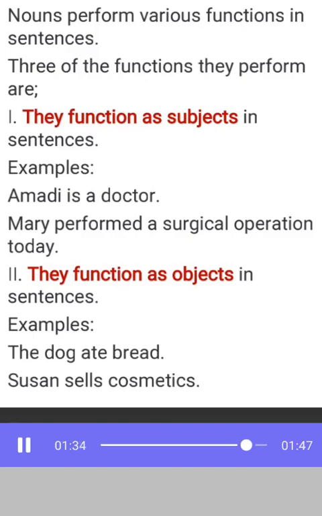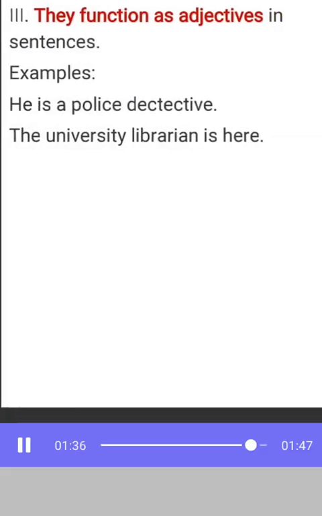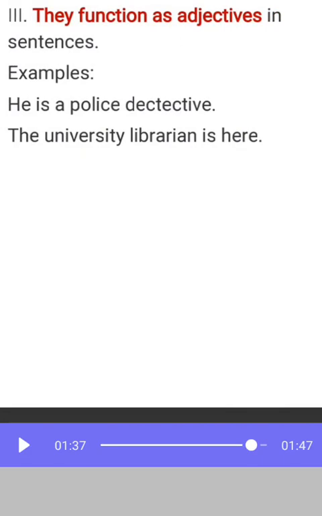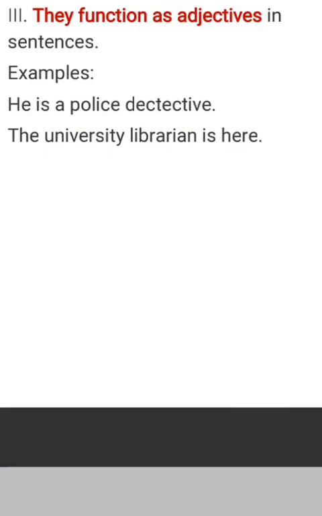Then lastly, we have the third function. They function as adjectives. That means they can stay before other nouns to qualify them in sentences. And so we have some examples here. He is a police detective. Police in the sentence is a noun. Detective is also a noun. And so police is describing the detective. It's modifying it, it's qualifying it. And so a noun is acting as an adjective to modify another noun.